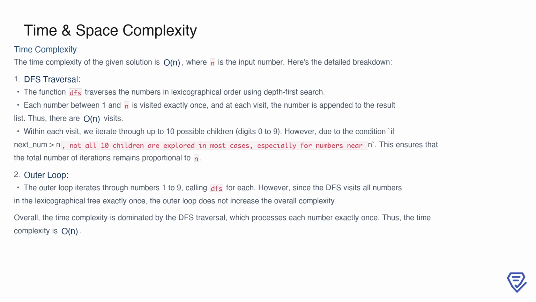Additionally, the outer loop iterates from 1 to 9, calling the DFS function for each starting digit. But since the DFS already ensures every number is visited once, this outer loop does not add extra complexity. As a result, the overall time complexity is dominated by the DFS traversal, making it O(n).